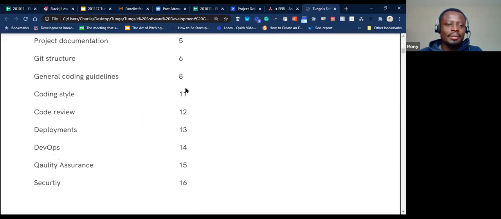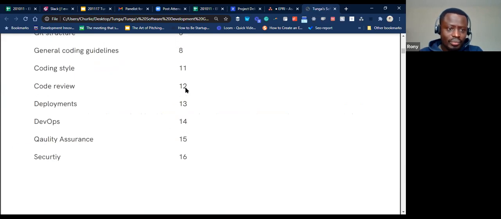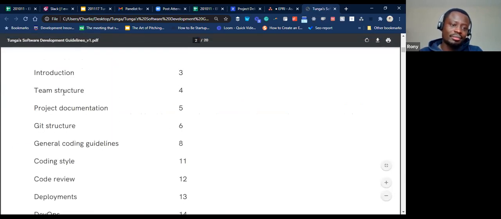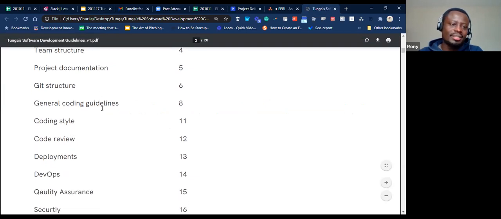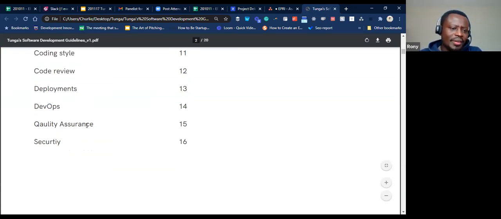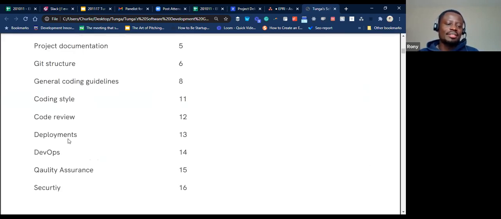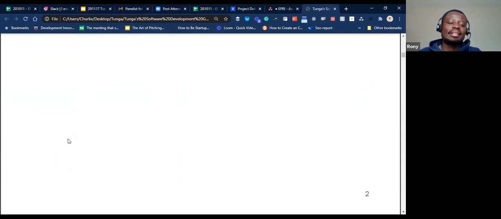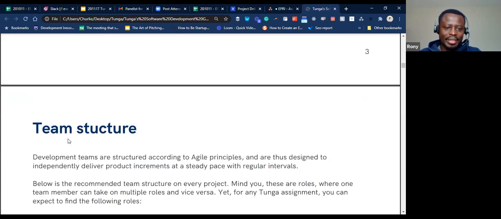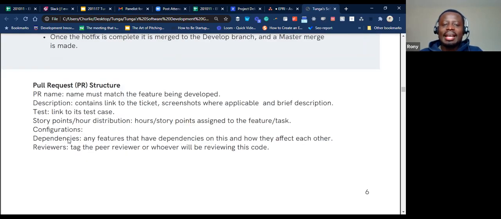So I'll show you a snip of how it looks at Tunga. We have a table of contents, of course, and as you can see, the elements that we have in our structure: team structure, project documentation, Git, general coding guidelines, style, code review, deployments, how we do general DevOps, quality assurance, and security. All of these elements address a particular problem that we identified in the past, so that it shouldn't be able to happen again. So these are the guidelines that we have and that we use.